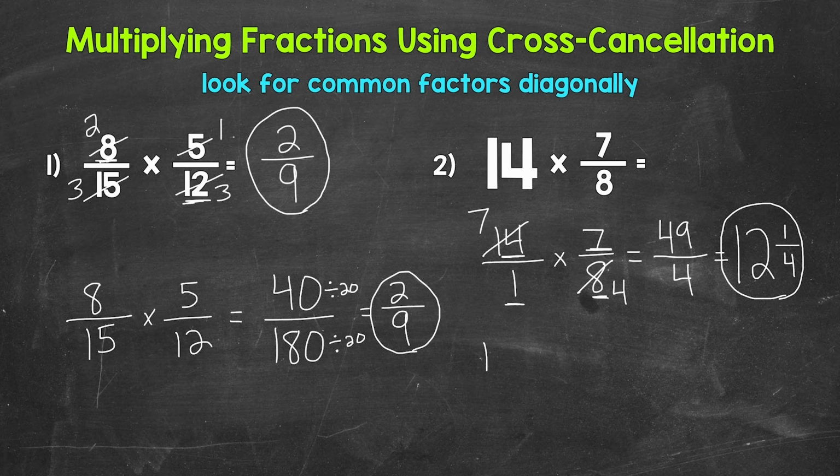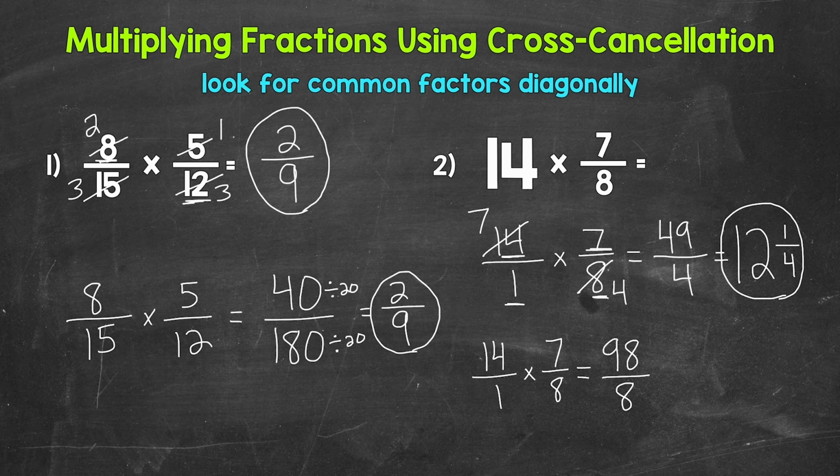Now let's multiply straight across and see what we get. So 14 over 1 times 7/8. We'll start with the numerators. We have 14 times 7. That gives us 98 over, and then the denominators here, 1 times 8 gives us 8. And we end up with 98/8, which is an improper fraction.